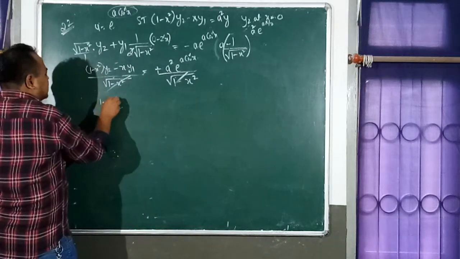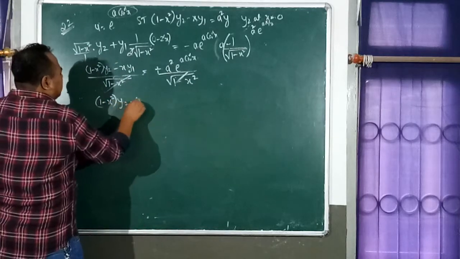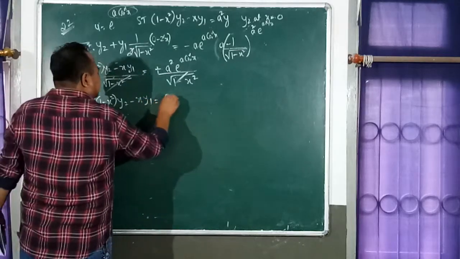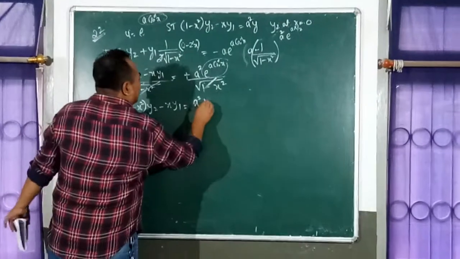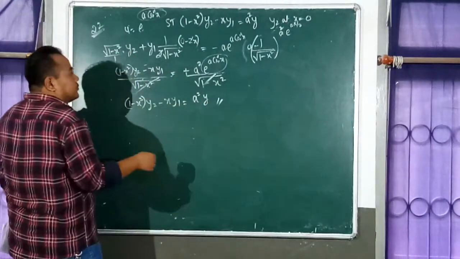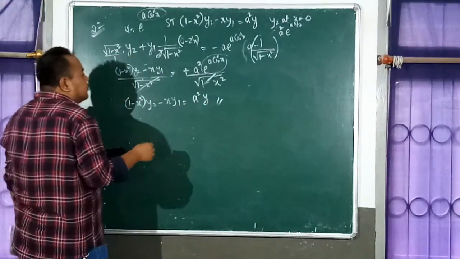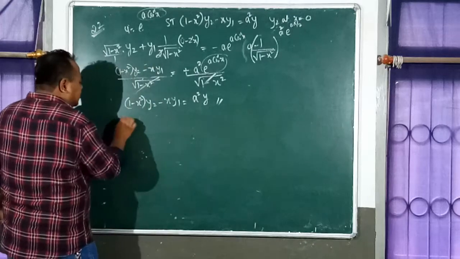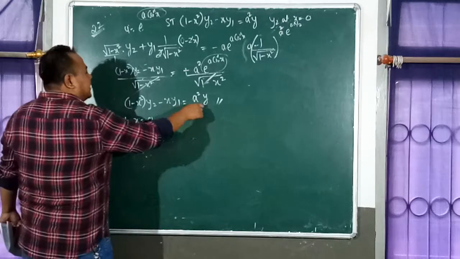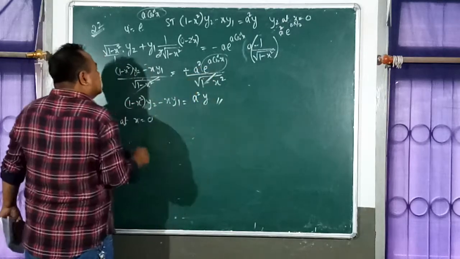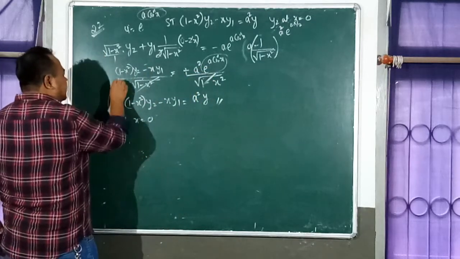So 1 minus x square y2 minus x y1 equal to a square y. It's just that instead of e to the power a cos inverse x, they have written y. So this is the first part of the proof. Is that clear? Now look at the second part of the proof. At x equal to 0, put x equal to 0 in this, because the value of y is in terms of x. So put x equal to 0 in this equation.